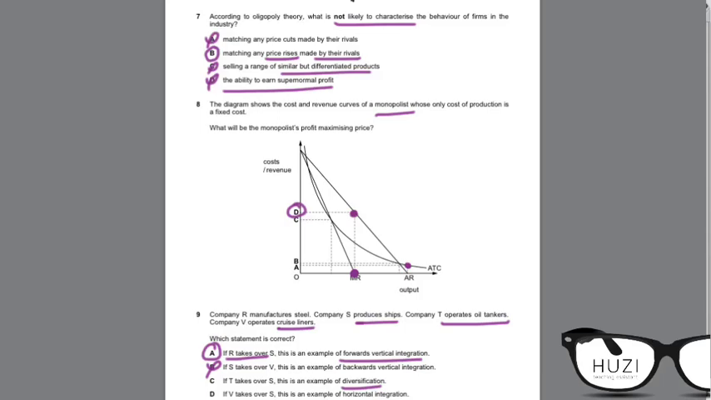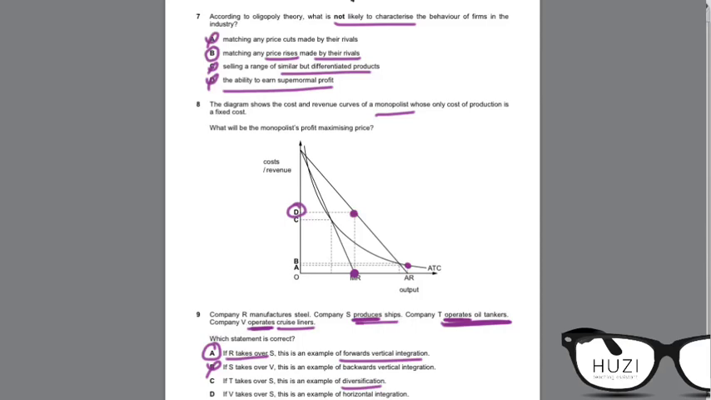Company T operates oil tankers. Okay, so it operates, not produces. And company S produces ships. And if V takes over S, this is an example of horizontal integration. Okay, here's the thing. It says operates and it says produces. So definitely not horizontal integration. We have to focus on the keywords here. Company S produces ships while company V operates cruise liners.